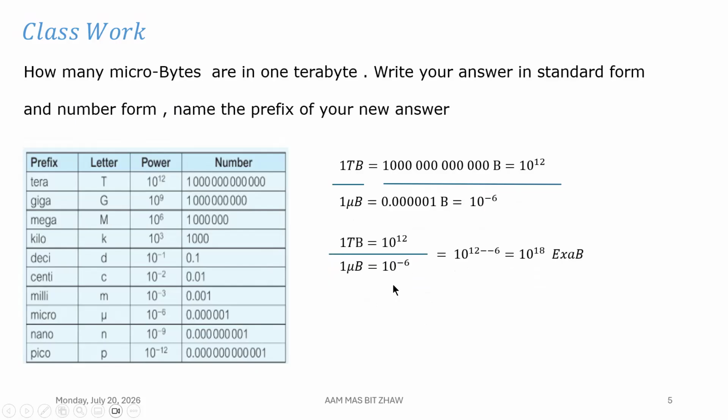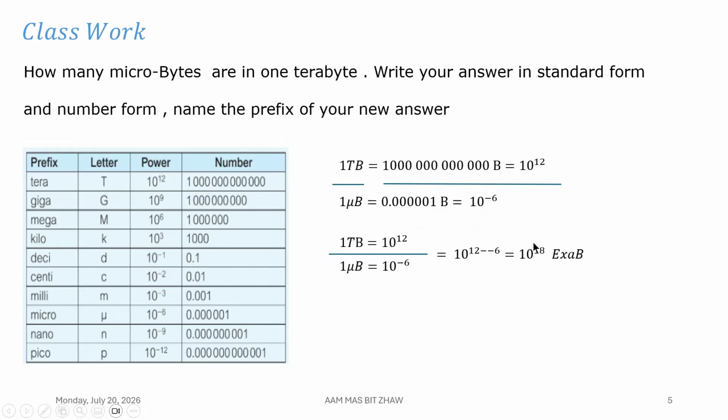By division, what we do, we subtract the powers. So it's going to be 10, 12 minus 6. We have two minuses. Don't forget, a lot of students make a mistake here. It is 10 to the power 12 minus minus 6, which is 10 to the power 18.